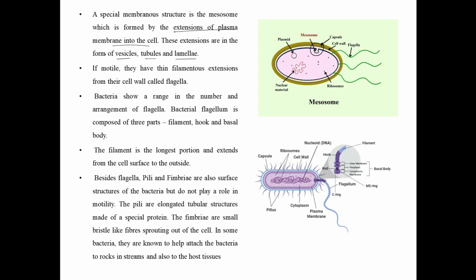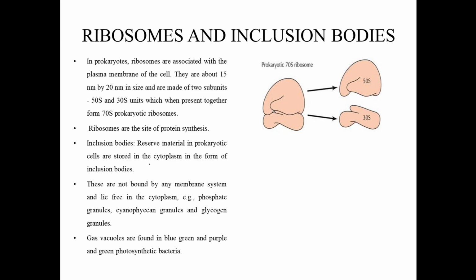So bacteria show a range of flagella in number and arrangement of flagella. So bacterium flagella, as you can see in this diagram, is basically composed of three parts, right? First is the filament, then a hook and a basal body. The filament is the longest portion which extends from the cell wall surface to the outside, right? Besides flagella, pili and fimbria are also surface structure of bacteria, but they do not play a major role in motility. Ribosome is the only cell organelle which is found in the prokaryotic cell.